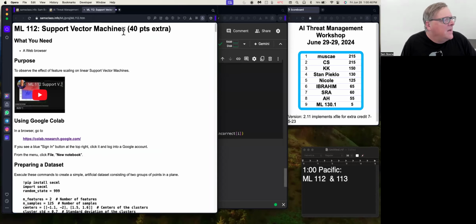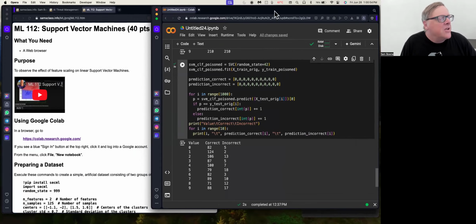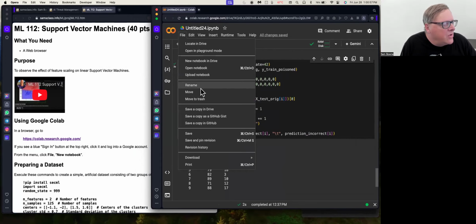Okay, so support vector machines are really important, and what's amazing about them is that they're very effective, even though they are very simple. So let me, as usual, start with a new Google Colab.